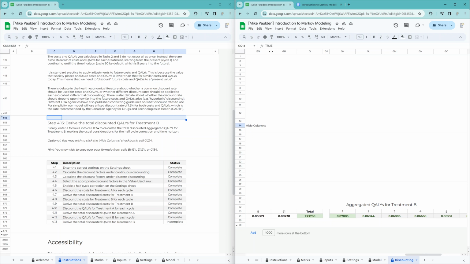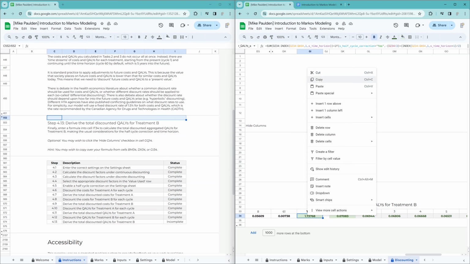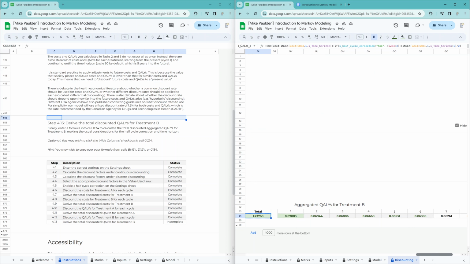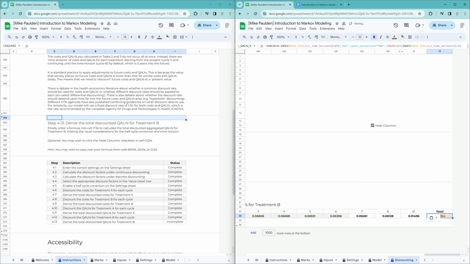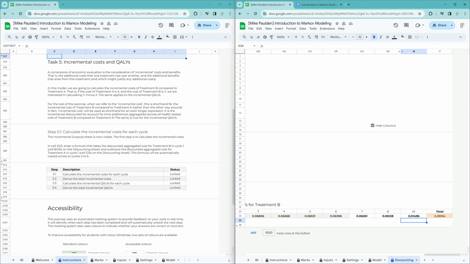And for the last time, we're going to take one of the totals here from GI34. I'm going to copy it, and we're going to paste it as a formula only. So you can see 2.25 qualies with treatment B, quite a bit more than we got with treatment A. So that's the end of task 4.